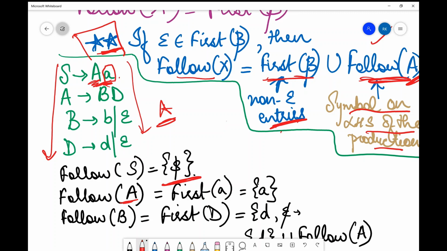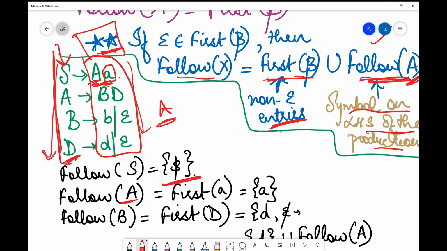Okay. So now this is very critical. In follow, you are looking at this side, and when finding first, you were first looking at this side and then moving to this. Eventually, when we were finding first, we were looking at the right hand side only, but we were first looking at this side, finding the appropriate production and then finding out the first. So this is the major difference over here.